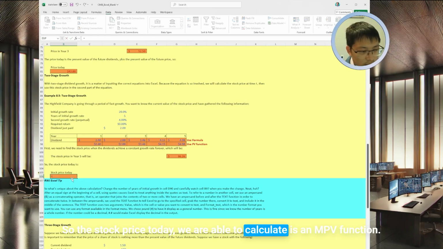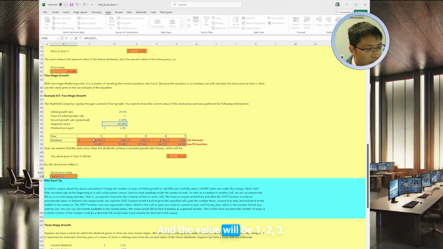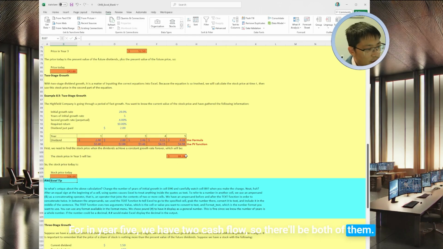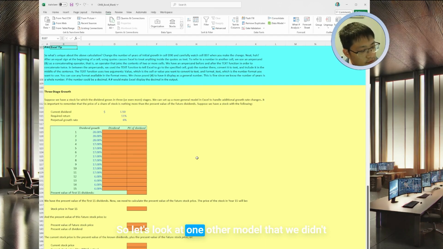We are able to calculate this using the NPV function, where the rate is the discount rate. We get the present value for both of them, and then this price is $66.64.